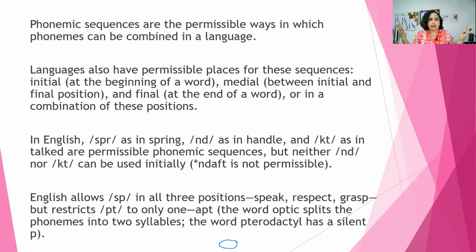And it exists. So we just need to understand that it's different in every language. And if it is English, you're not supposed to read English as Spanish. You're supposed to read English as English. Phonemic sequences are the permissible ways in which phonemes can be combined in a language. Languages also have permissible places for these sequences: initial, at the beginning of the word; medial, between initial and final position; and final, at the end of a word, or in a combination of those positions, yes.